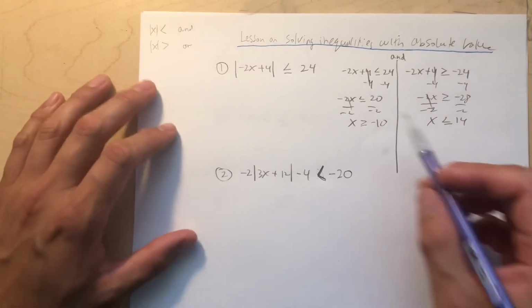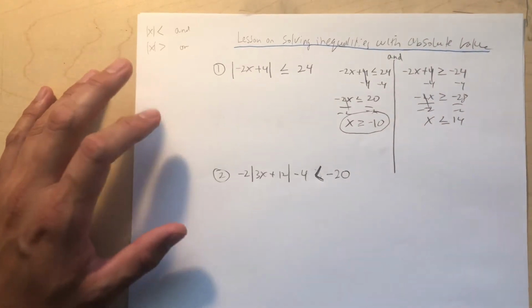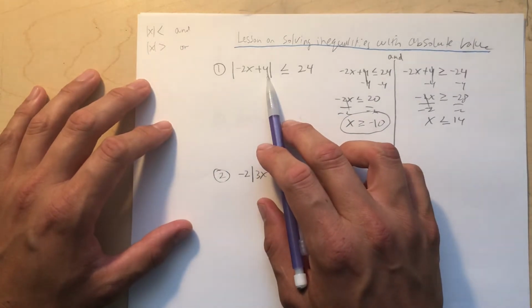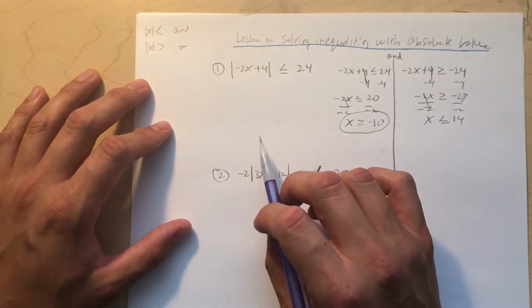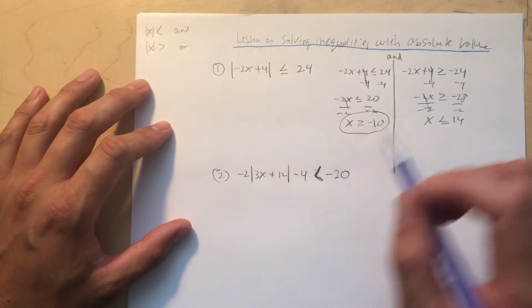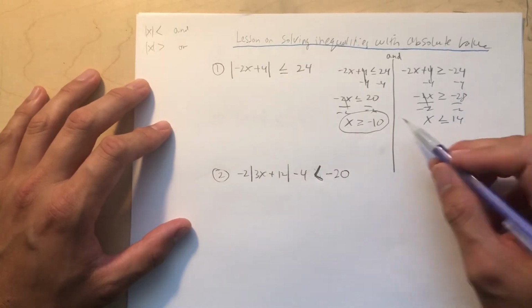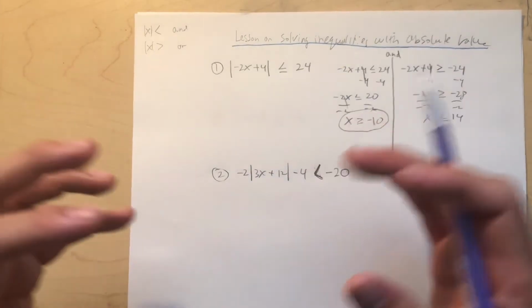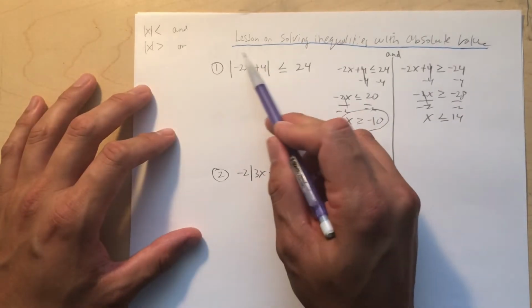All right, so what does this mean? This means that x can be larger than negative 10, but then it also has to be less than 14. So this one is kind of restricted, okay? It has to be somewhere in between here.